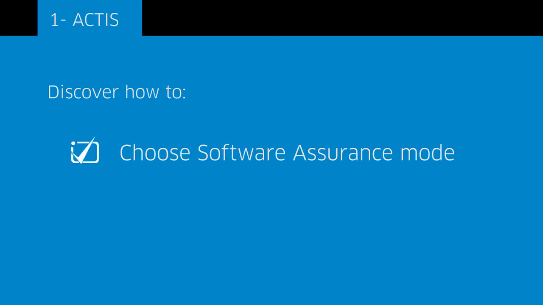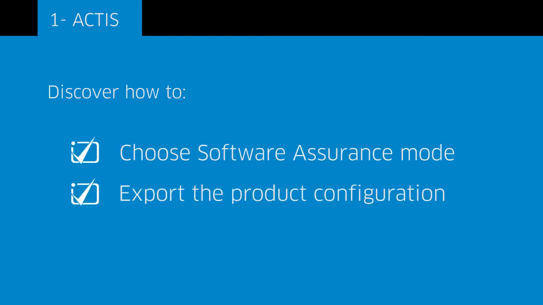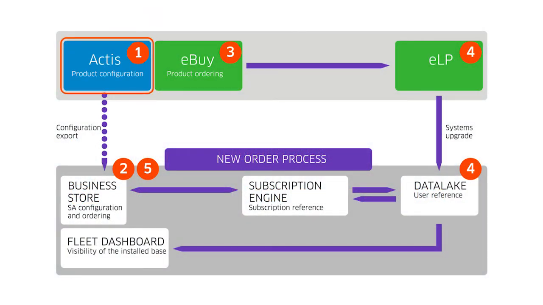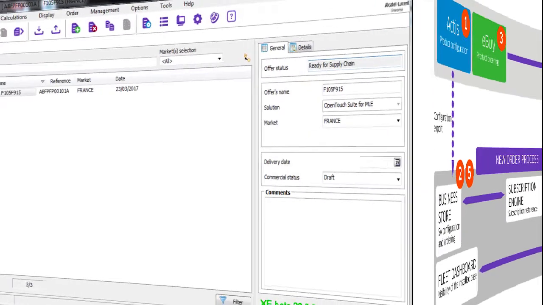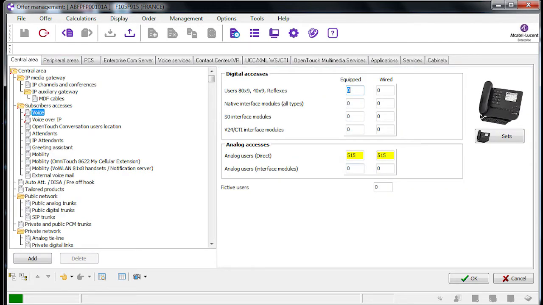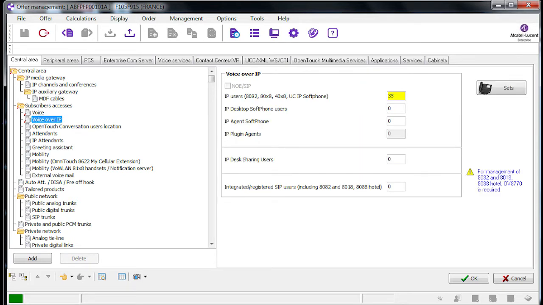service. First step, ACTIS. This chapter will explain how to choose software assurance and export the product configuration. There is a pre-configured basic ACTIS quotation configuration in this example. This consists of 515 analog users with a basic profile and 35 IP users with an IP profile.